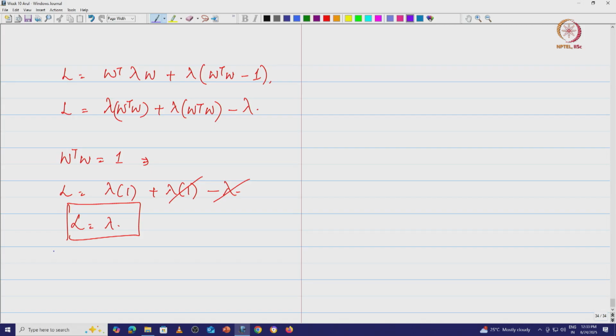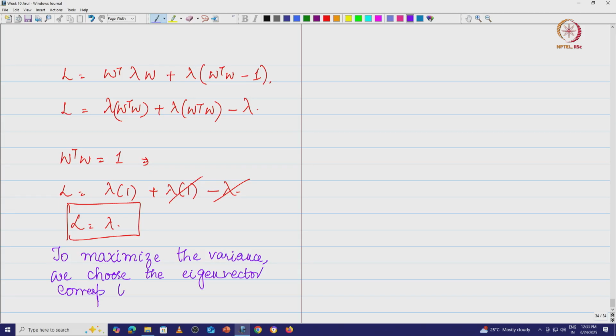So, to maximize the variance, we choose the eigenvector corresponding to the largest eigenvalue of the covariance matrix. Right. Okay.